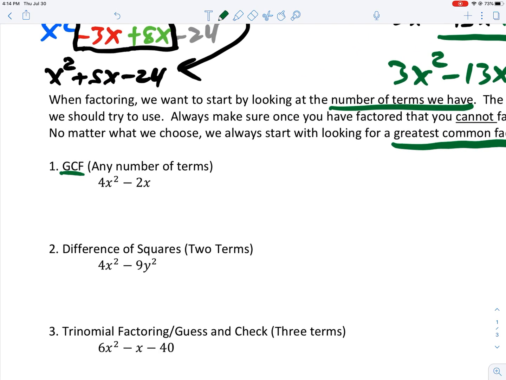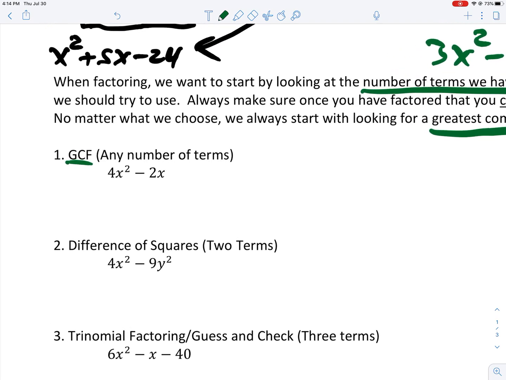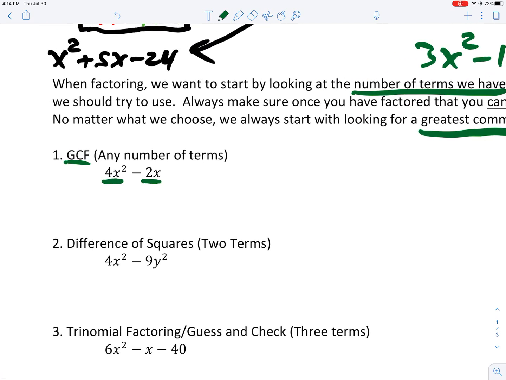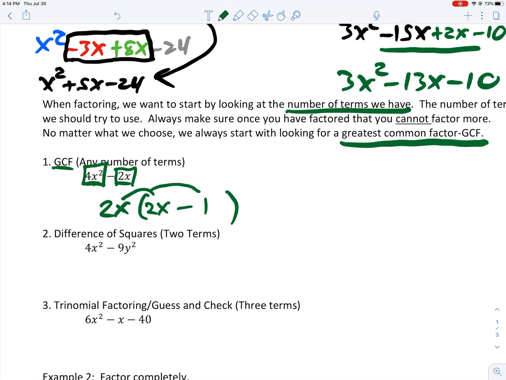So, no matter how many terms you have, first thing we're going to try is a GCF. So I look for a common factor. What do they have in common? Sometimes it's a number, sometimes it might be a variable, sometimes it might be a combination of both. So in this case, they share a 2 and an x. So I can factor out a 2x. So what would be left? If you factored out a 2x, what would be left in the first term? Well, that would be a 2 and an x. What would be left in the last term? Well, that would just be a 1.